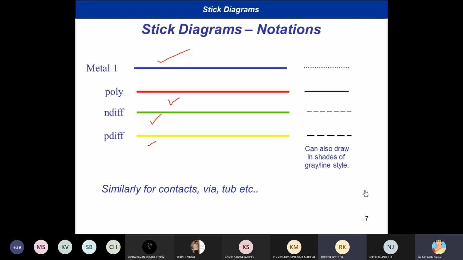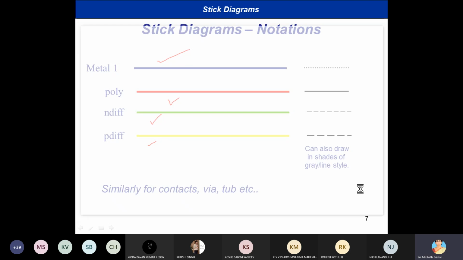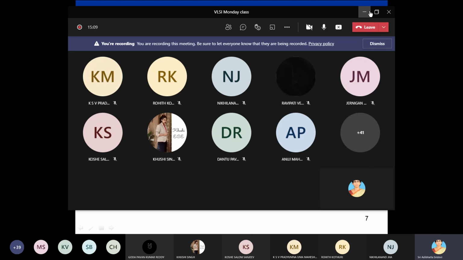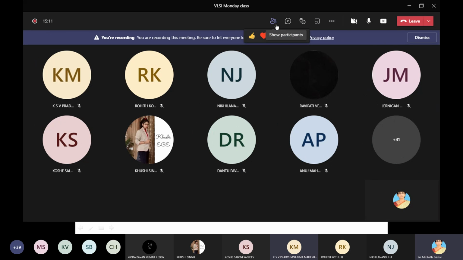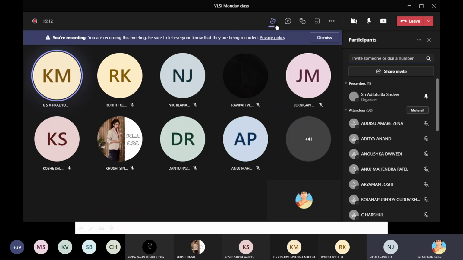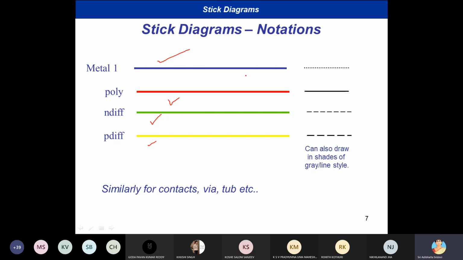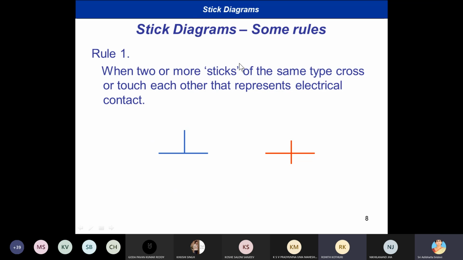Can I go further? Hello. Yes, ma'am. The others, are you there in the class, or I hope you are awake? Yes, ma'am. Yeah, please concentrate. Okay. You can remember this color coding, right?